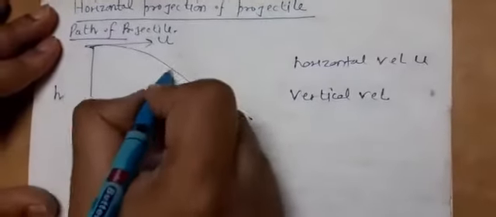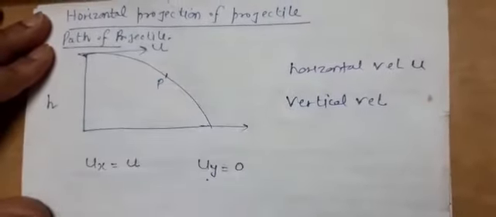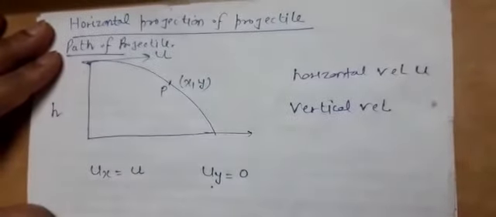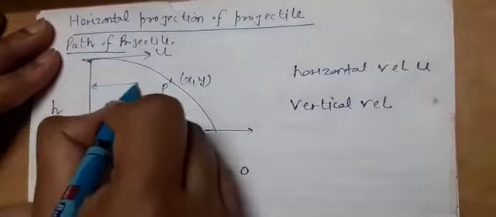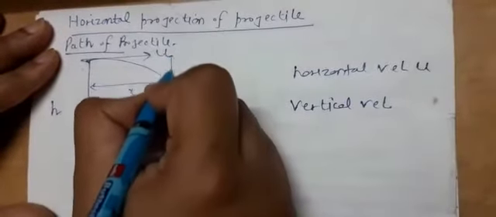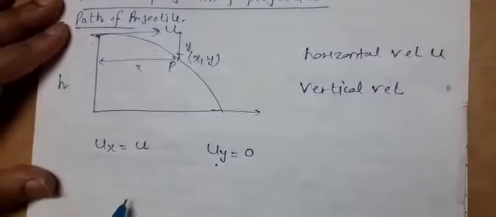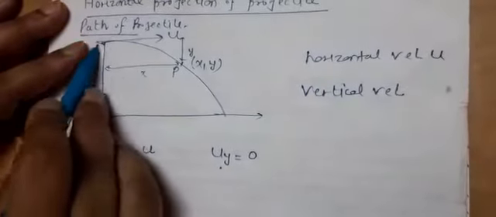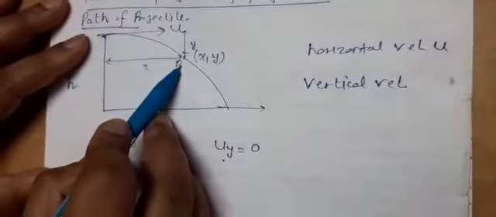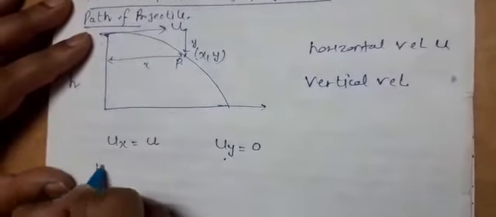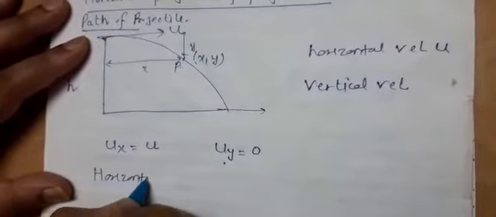Let me take P to be a point at any instant of time having x and y coordinates, (x, y). This one is the x coordinate and this one is the y coordinate. So after time t, from the projection from the height, let it reach point P. So now within this time, what is the horizontal distance covered?